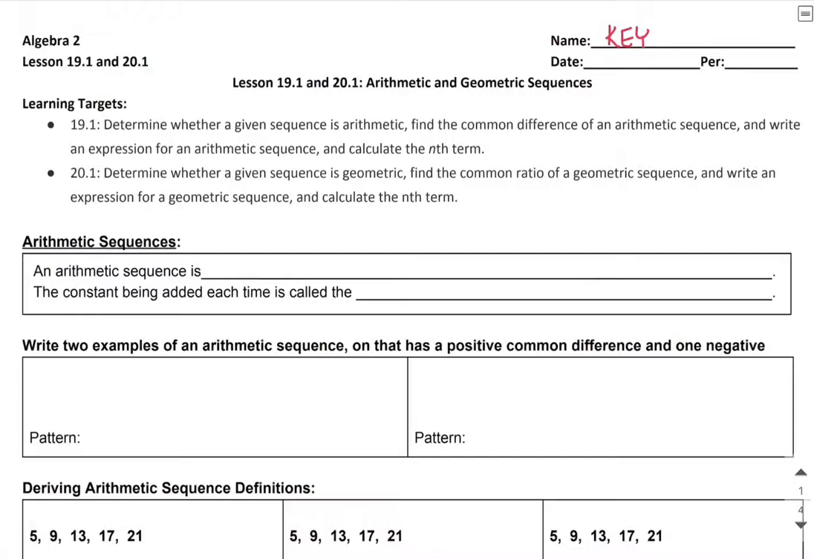In this video, I'm going to talk about arithmetic and geometric sequences. So sequences are just lists of numbers with some pattern, and in an arithmetic sequence, that pattern is addition.